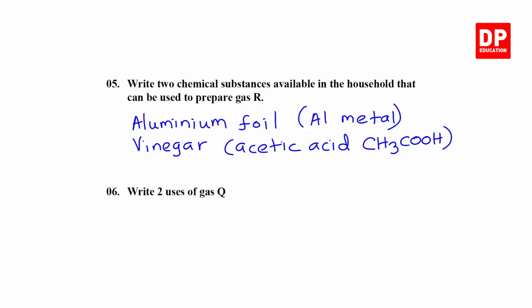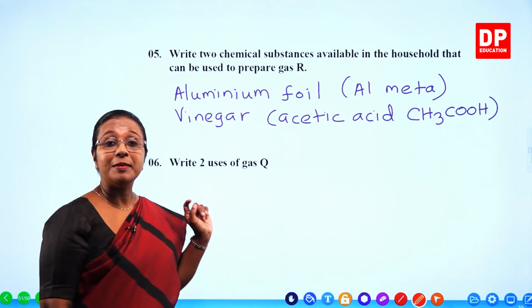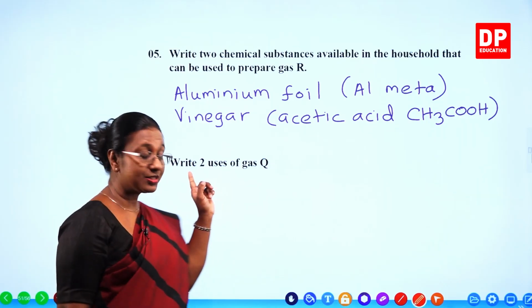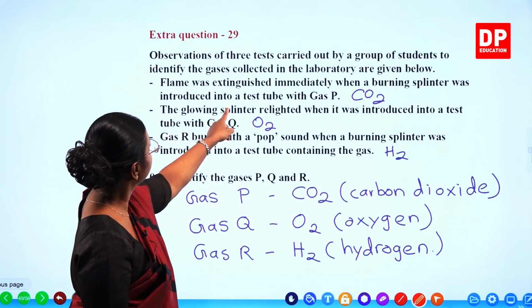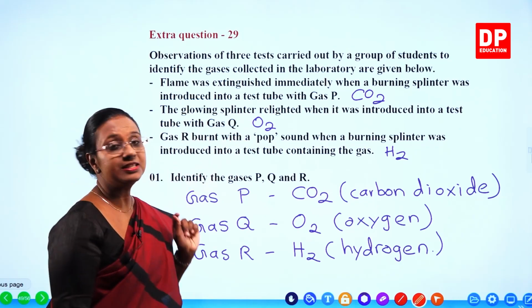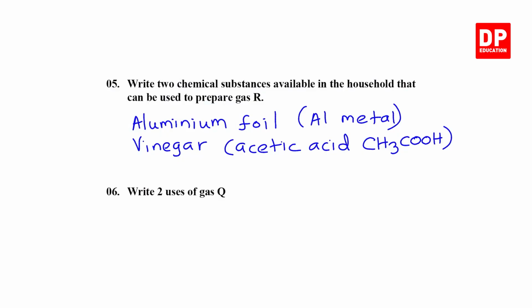So then, the 6th part. Write 2 uses of gas Q. So you're familiar with gas Q. What was the gas Q? We will check it again. Gas Q is the second one, that is oxygen gas. If we look at the question, write 2 uses of gas Q, that is O2 gas.